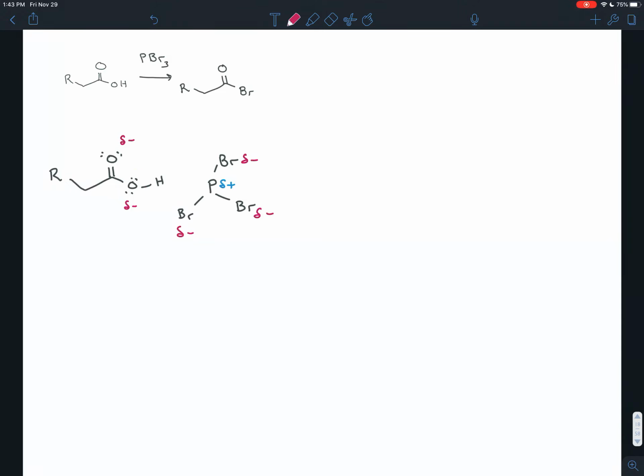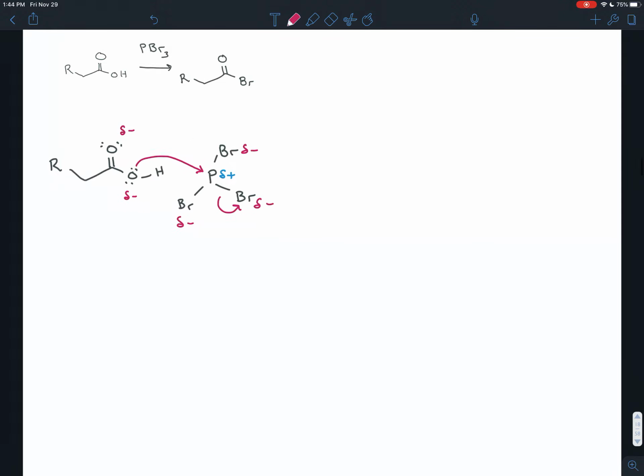Remember that these lone pairs are allylic to this pi bond, so this is not a double bond, this is not a single bond. Both of these are something in between, and so this is really more symmetrical than they look at first glance. In any event, let's say this oxygen acts as the nucleophile and attacks that phosphorus. It could easily kick one of these bromines off. Bromine is a great leaving group. So you have nucleophilic attack, loss of a leaving group. This is an SN2 reaction.